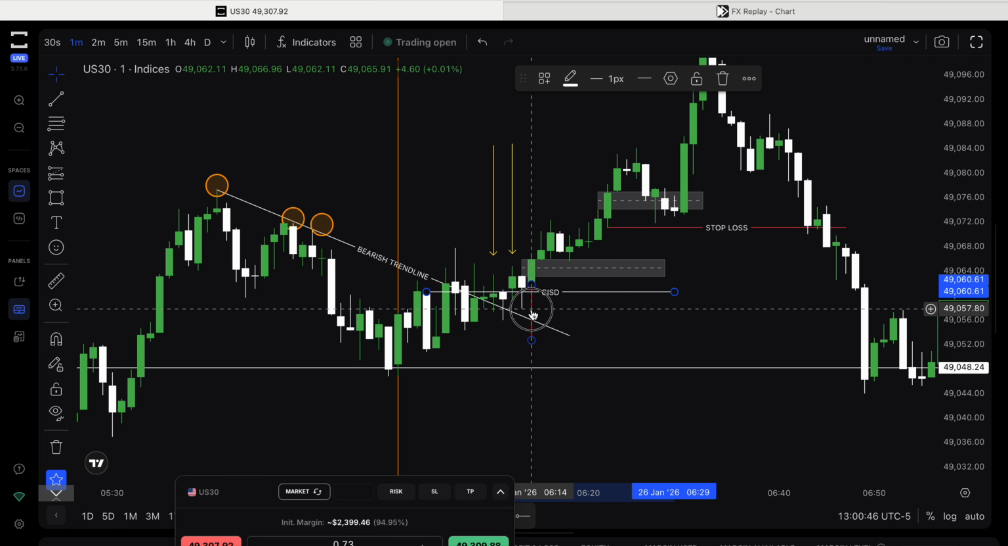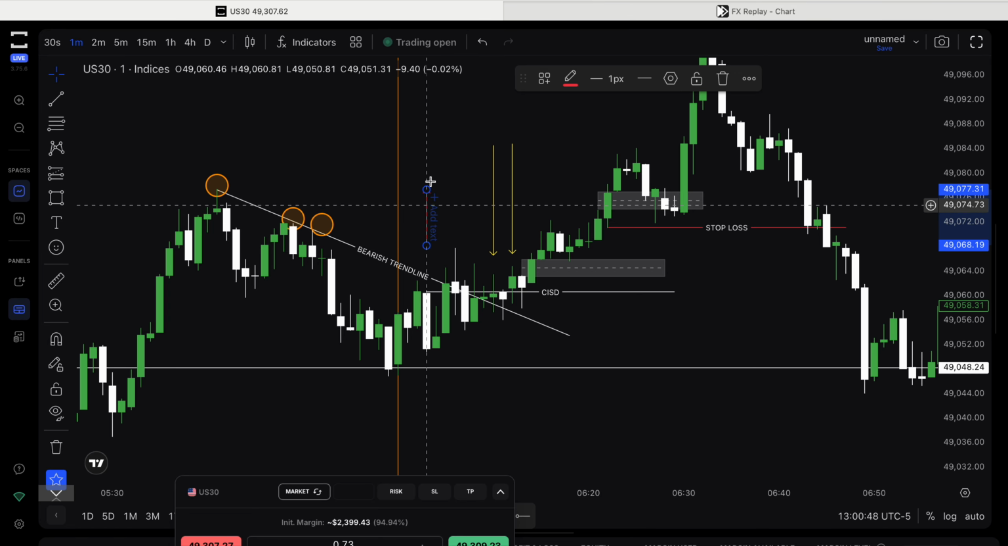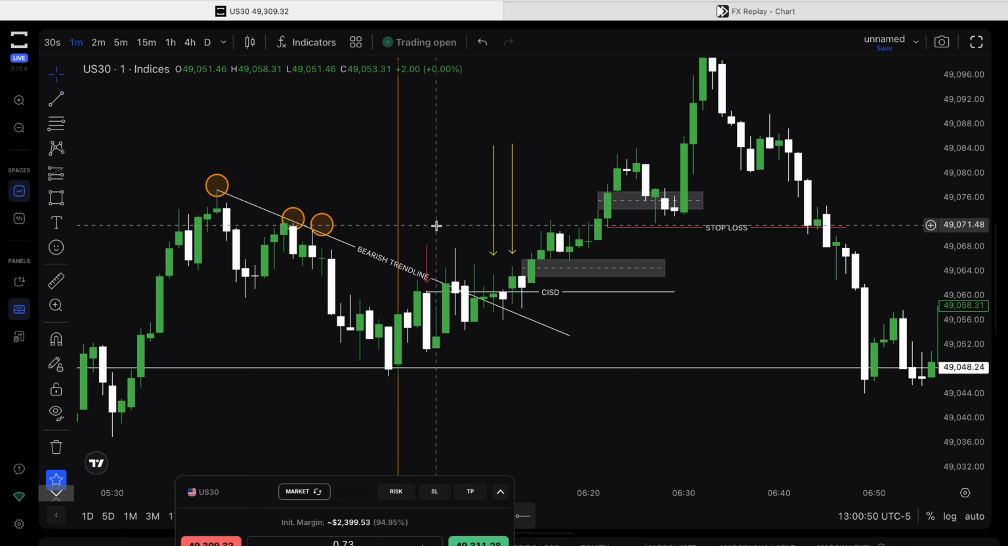Look. This white candle right here, that's the down close candle, right? Boom. Then price came up and closed above it. That's changing state of delivery. And then it came back into it. So I could have bought right here.